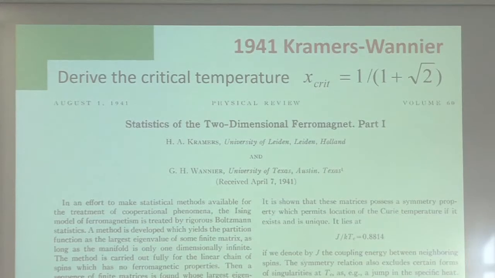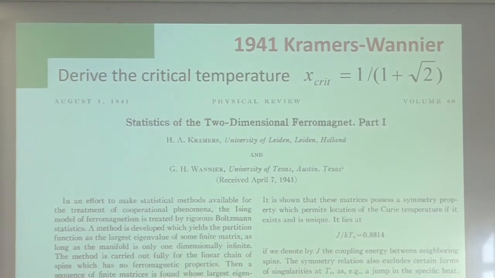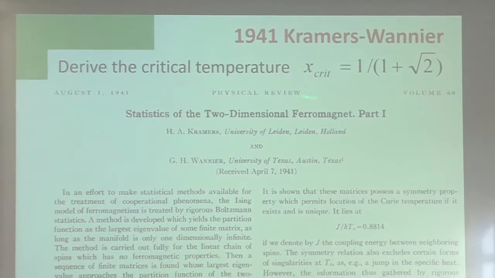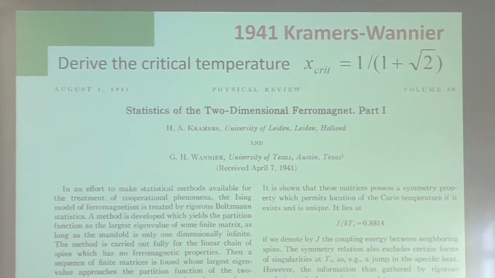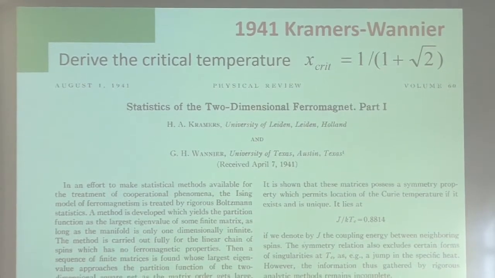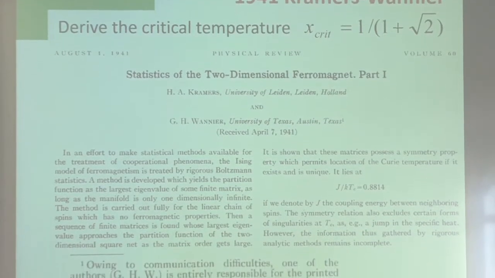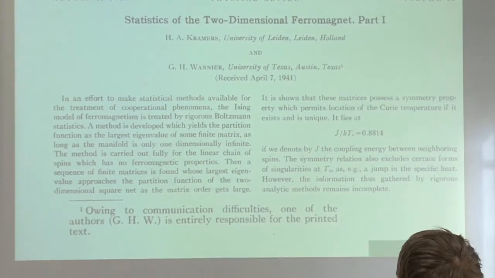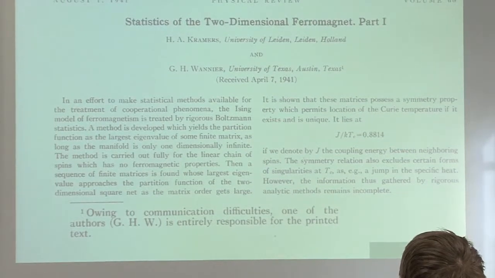So if you write it, I wrote it as x, where x is the exponent of beta divided by temperature. So temperature is actually, you have to take the logarithm of this number. So this is the exact form. You can calculate it on other lattices, for example, on the triangular lattice, it's 1 over square root of 3.